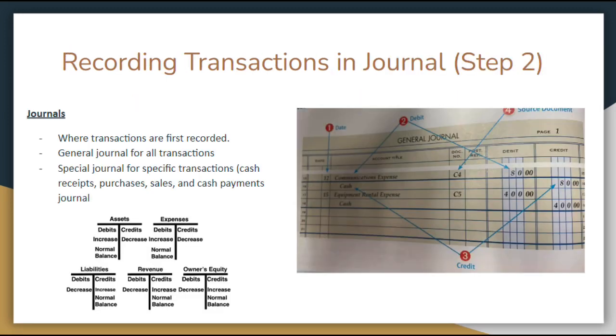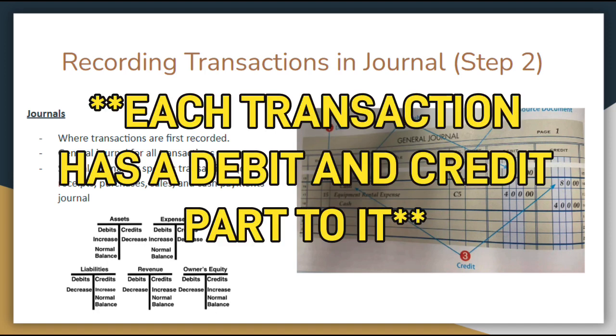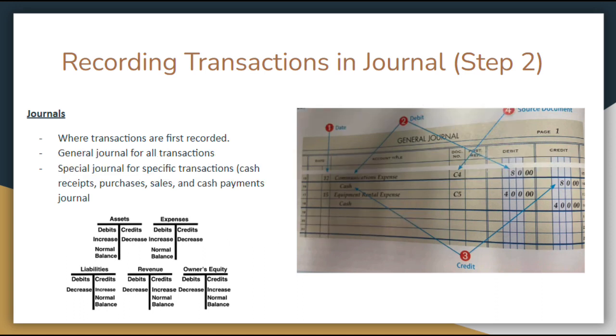All right, so next is recording transactions in our journal. So once we've analyzed our source documents, we're gonna put all this information in a general journal. So this is where transactions are first recorded. You have a general journal for all transactions, and specific journals for specific types of transactions, such as cash receipts, purchases, sales, and cash payments journal.